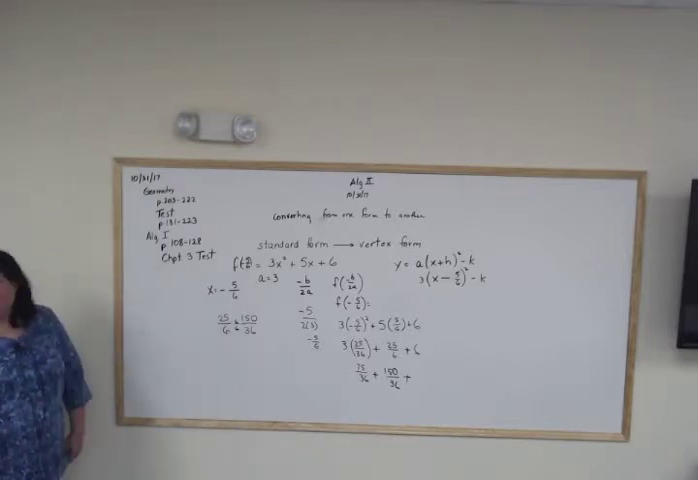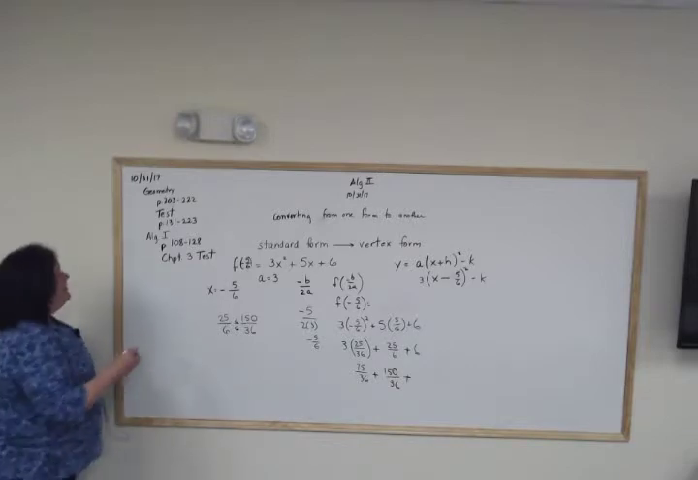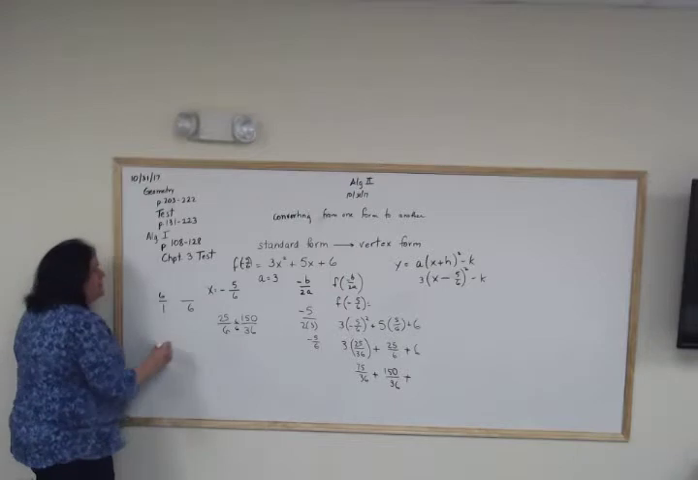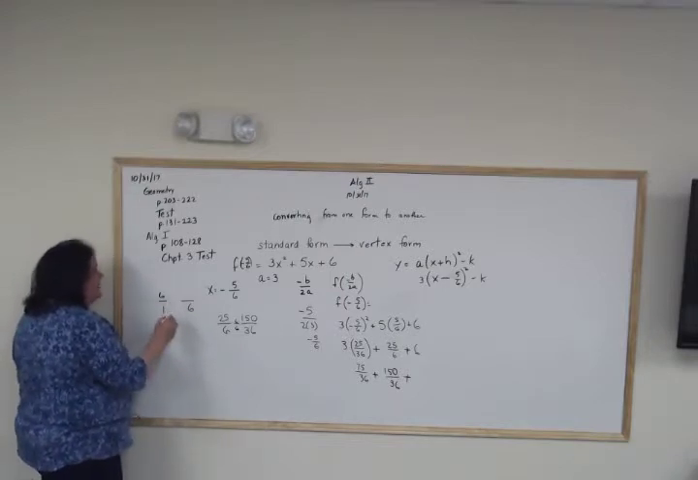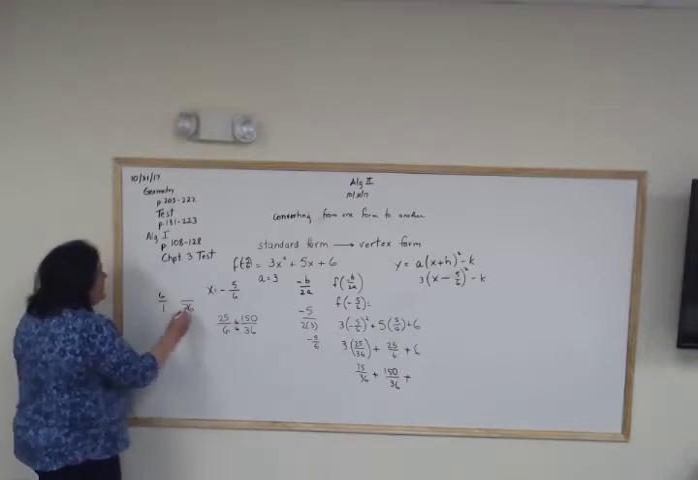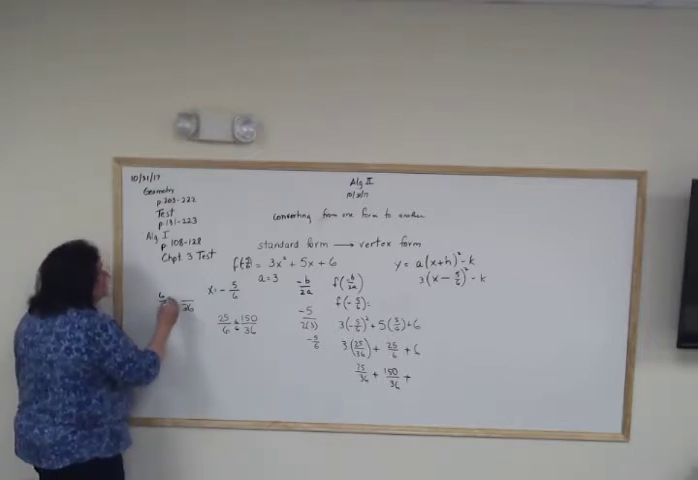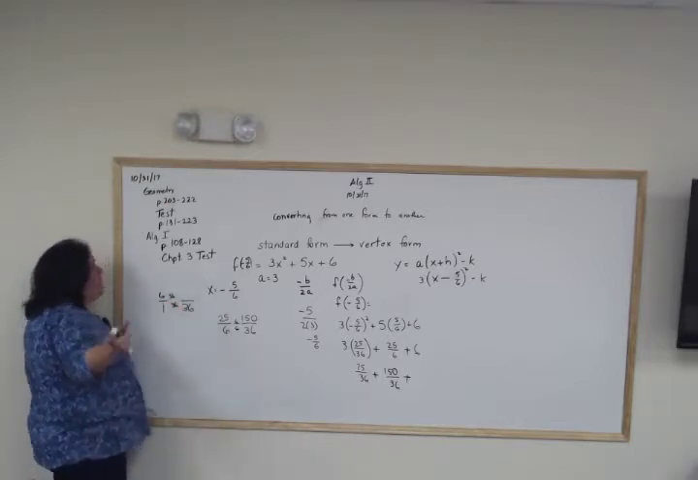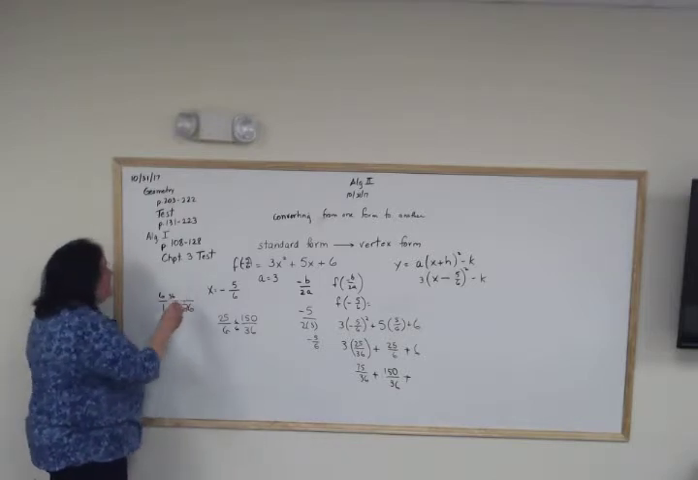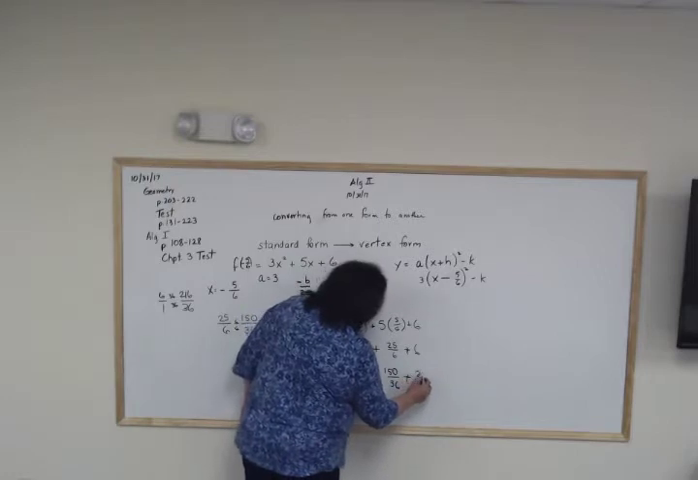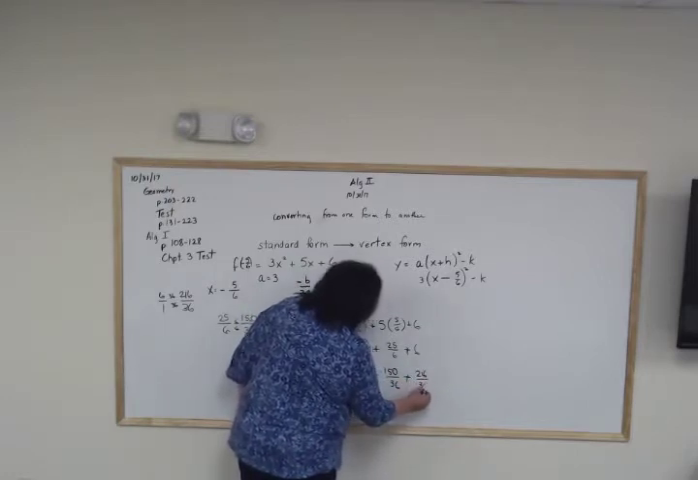216. 36 over 6 would be a denominator of 6. Yes. 216 over 36. Very good. I have 6 over 1. I want to write it with a denominator of 36. 1 times 36 is 36. So 6 times 36 is what? 216. 216 over 36.